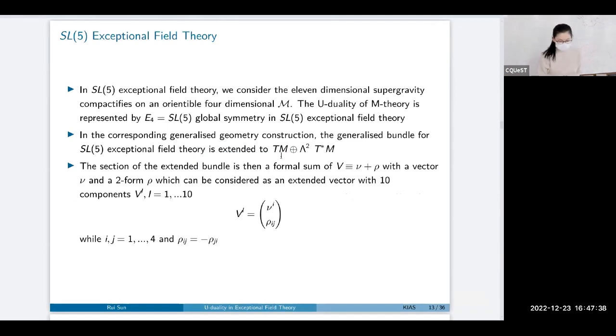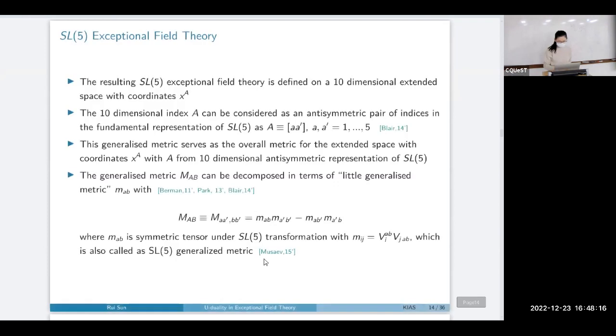And let's start with the simple one. When we choose E_d with d equal to 4, this gives the SL5 exceptional field theory. And this U-duality is represented by this global symmetry. So it's simply TM plus Lambda^2 TM star. So the formal sum of a vector and a 2-form, so it's an extended vector, like this. And this defines a 10-dimensional extended space with these coordinates.